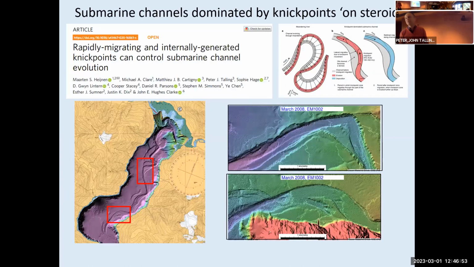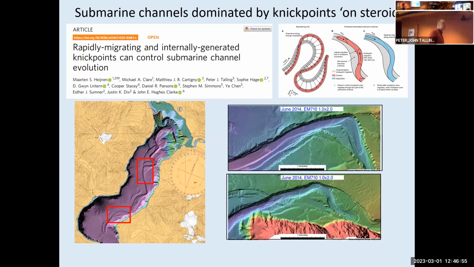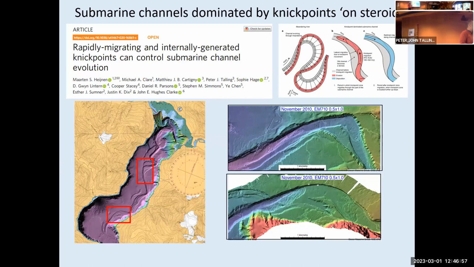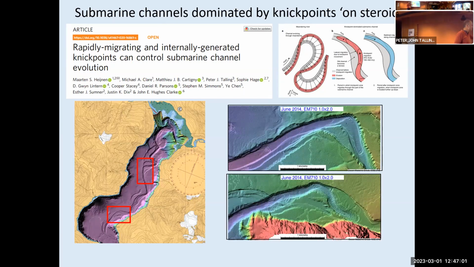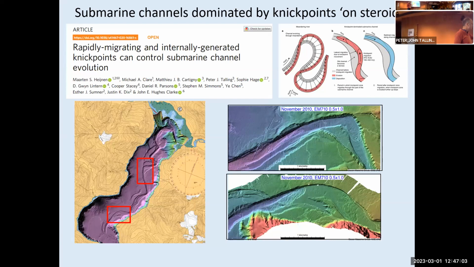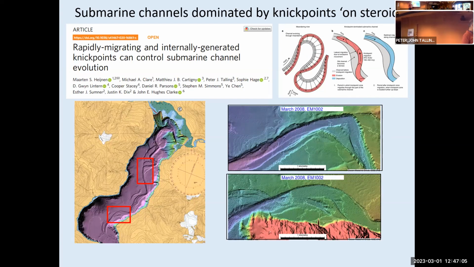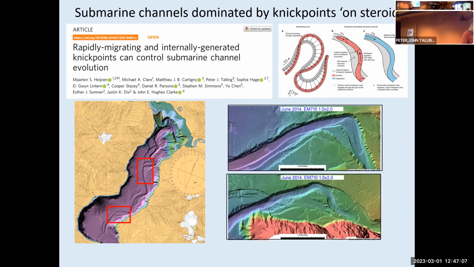Then there's the geomorphologist question. How do you sculpt the seabed? How do you make these channels and canyons? That's almost the earliest question. So this is a fjord in Canada. This is Bute Inlet. Again, a place where the Canadians had worked on monitoring flows back in the 80s.